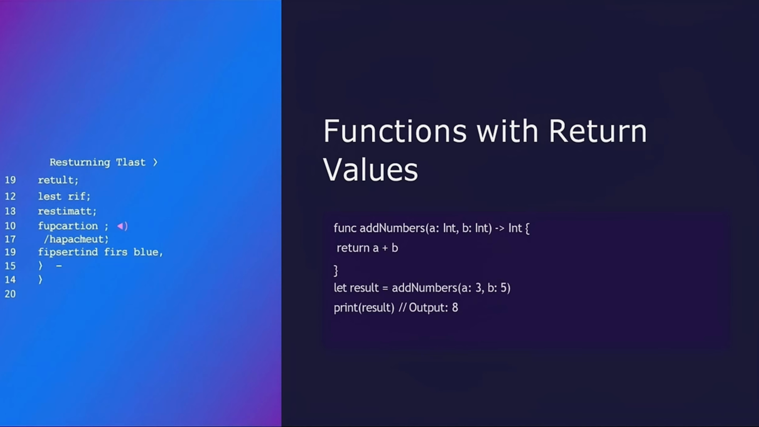Functions can also return a value instead of just printing output. Here's an example. Swift: func addNumbers(a: Int, b: Int) -> Int { return a + b }. Calling this function returns a sum. Swift: let result = addNumbers(a: 3, b: 5), print(result), which will give us the output 8. The Int indicates that this function returns an integer value. The return statement sends back the computed result.